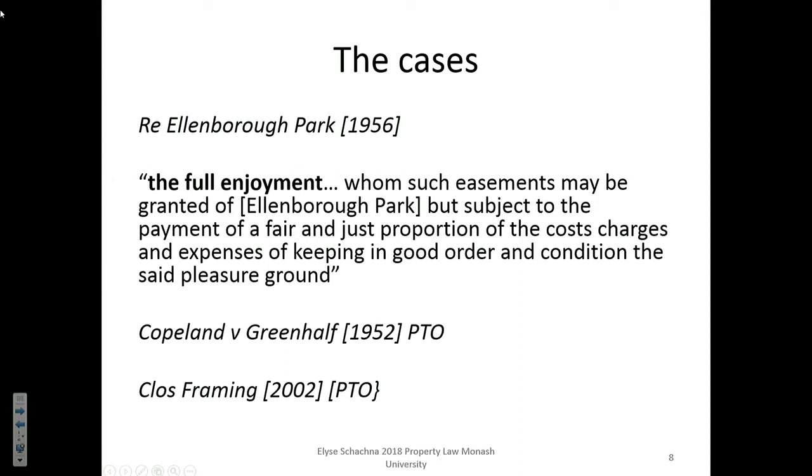In terms of working out whether the right was capable of forming the subject matter of the grant, the court held that, number one, it was not too wide or vague. Secondly, it was not inconsistent with the ST's rights of ownership and possession. And thirdly, it conferred utility and benefit to the DT.